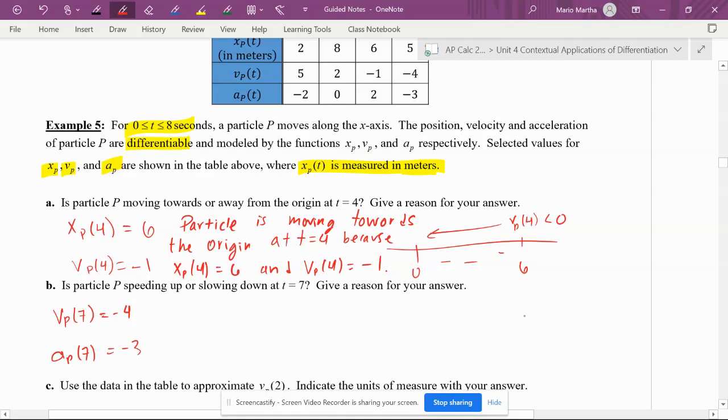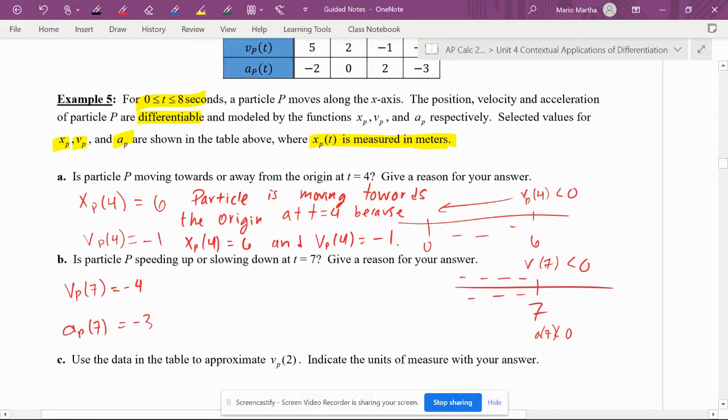So our particle is sitting at a positive position, right? The velocity is less than 0, and the acceleration is also less than 0. That means we're moving in the same direction. It's on the positive side as well, so this one is also moving towards the origin. But it is going faster, right? So it is speeding up.